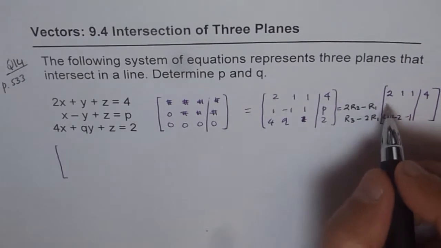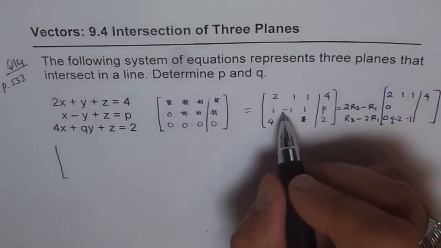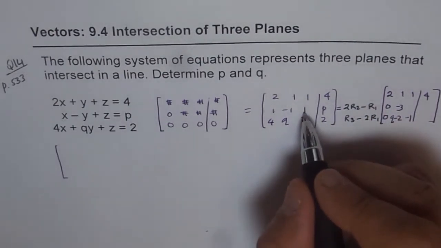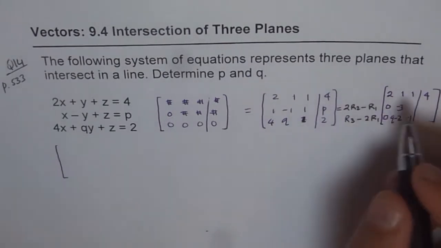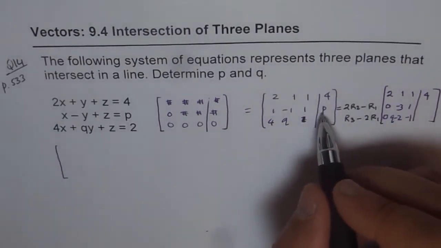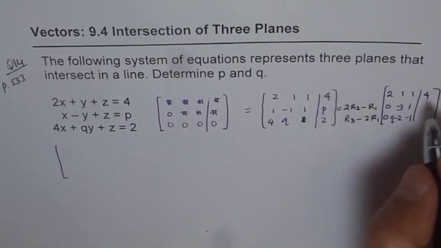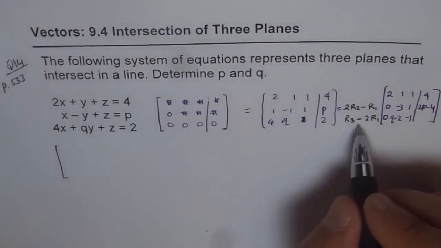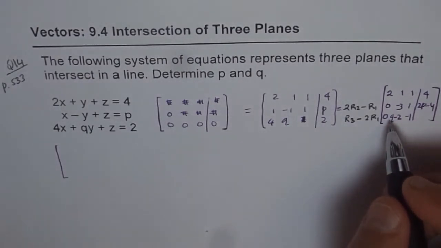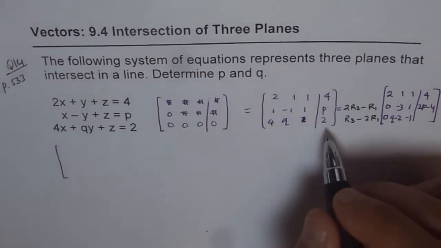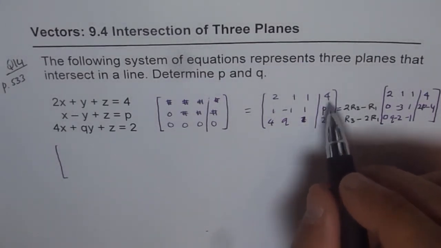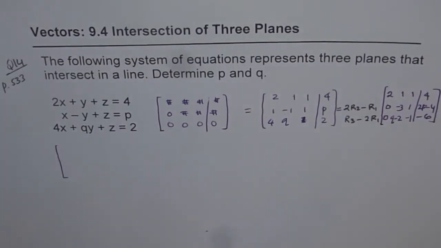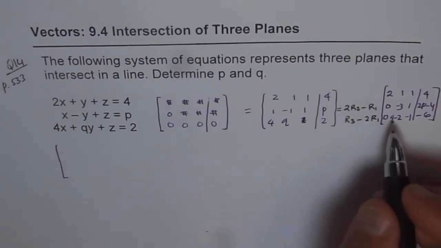Now this time we are doing 2R2 minus R1. So 2 times 2, and then this is 0. Minus 2 minus 1 gives us minus 3. And 2 minus 1 will give us 1. And on this side, 2P minus 4, right? So we get 2P minus 4. Here, we forgot R3 is 2 minus 8, since 4 times 2 is 8, which will give us minus 6. So that is the matrix which we'll get in this position, right?